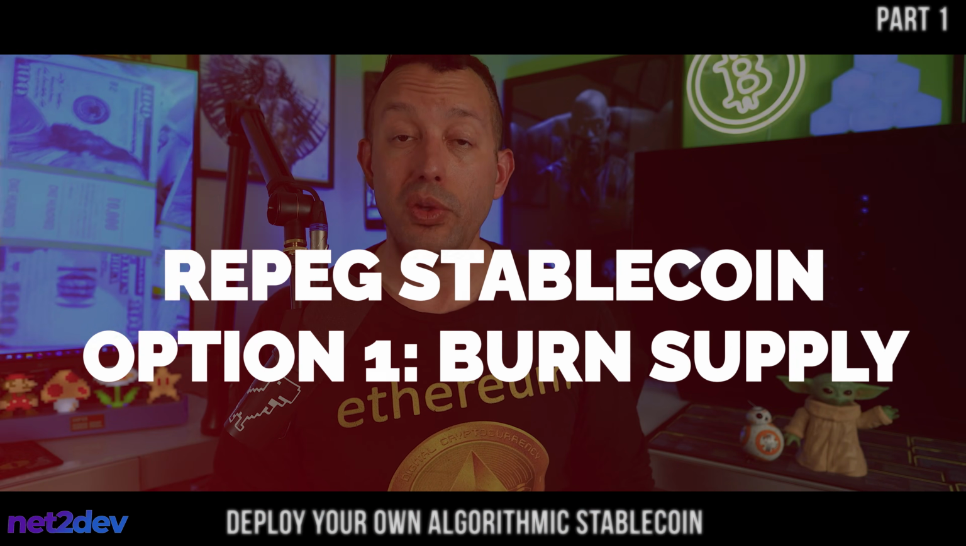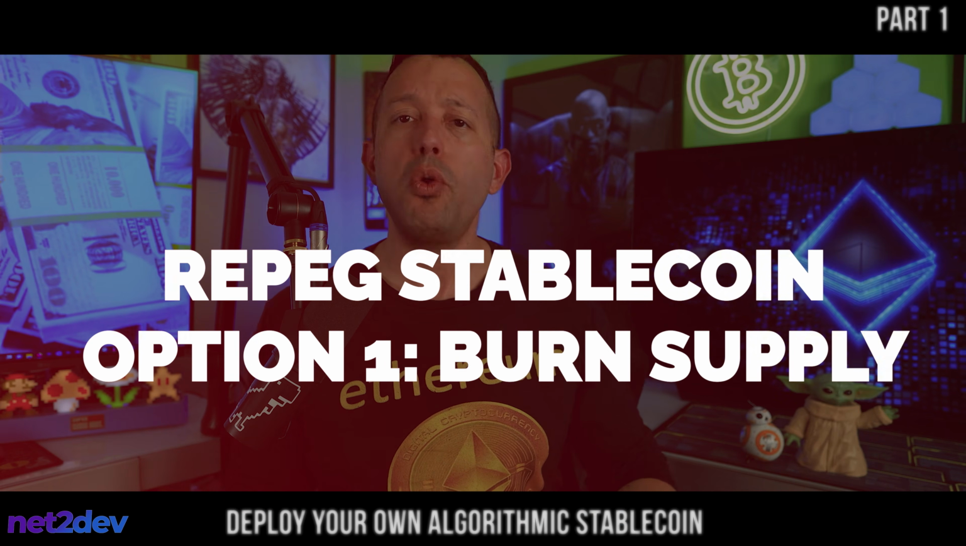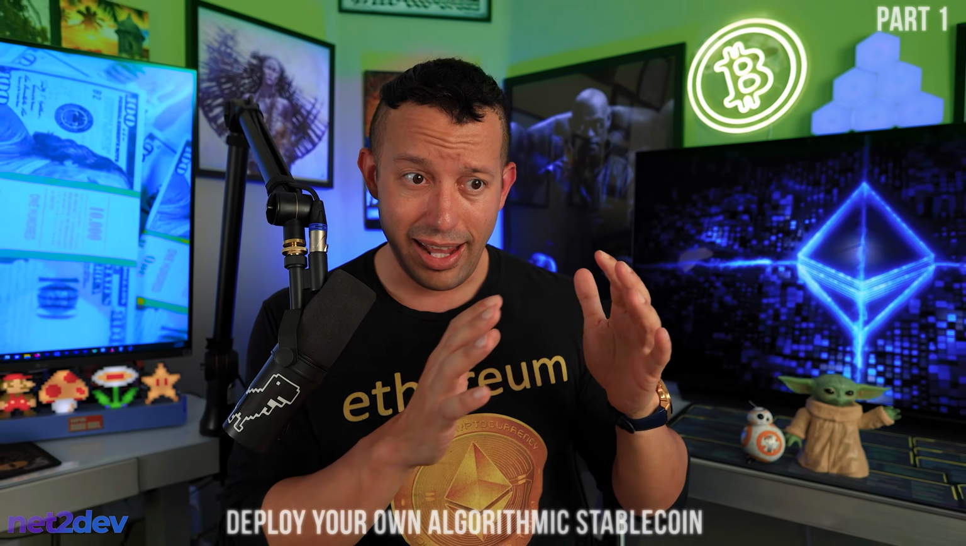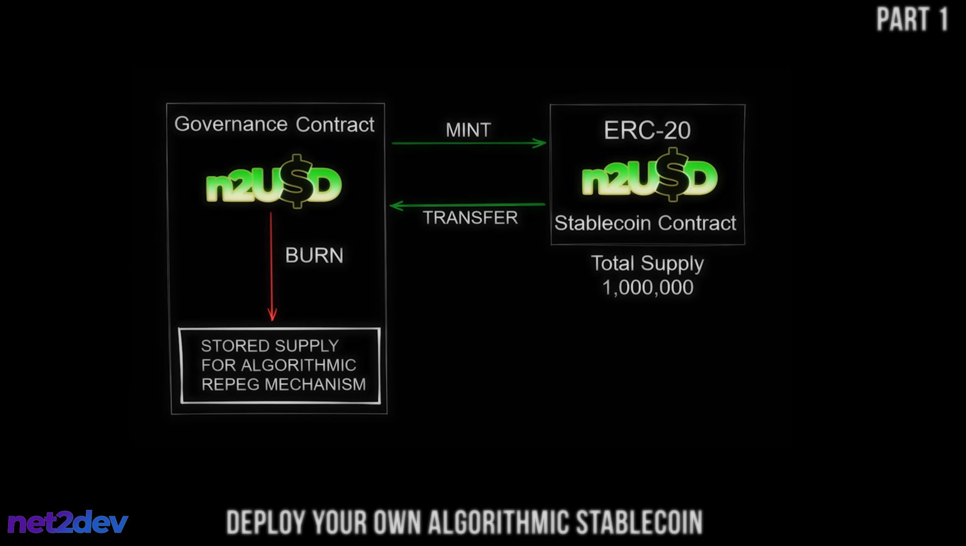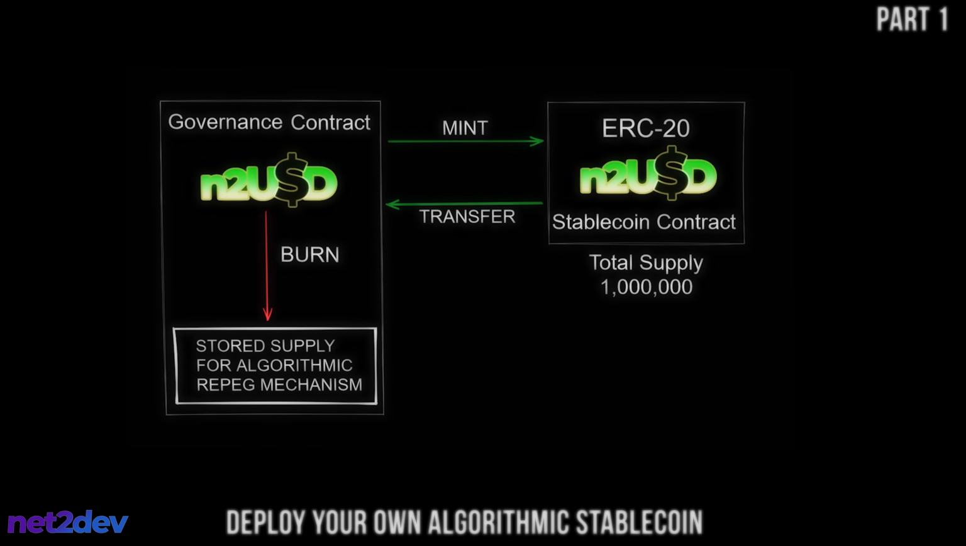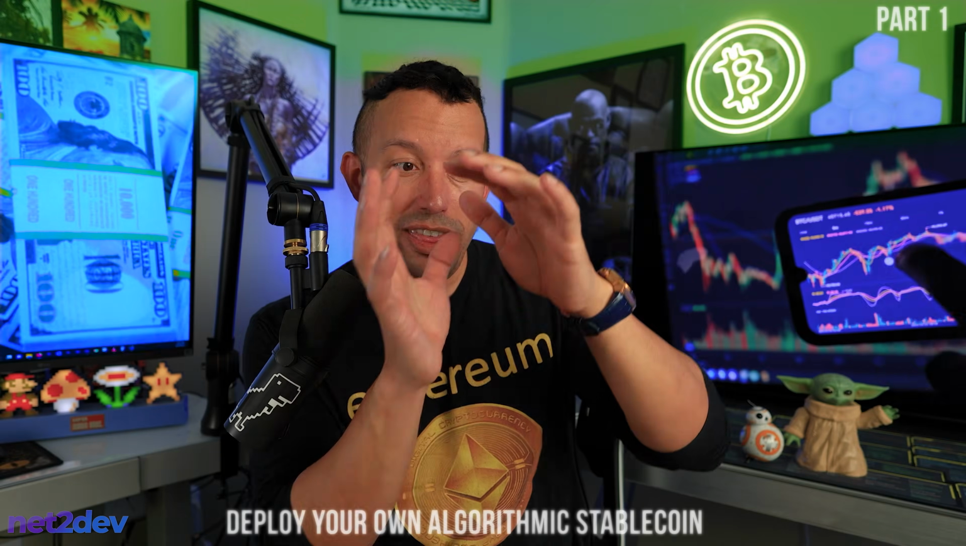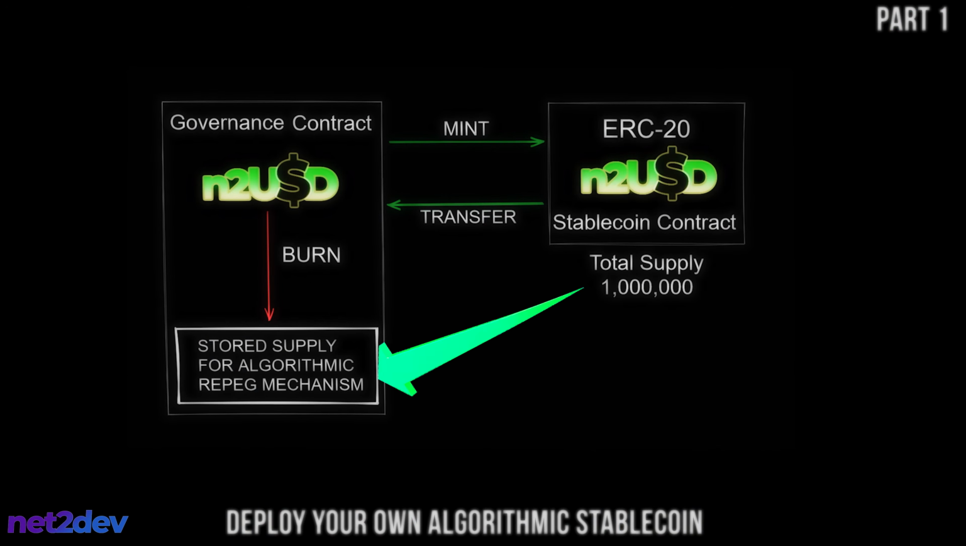How do we bring back the $1 or the 99 cent to $1 peg? The first option that we have is to burn the N2 USD supply. And when you say burn, how are we going to burn? Okay, so here's the thing. The governance smart contract is going to issue the mint action, or the execution to mint, to the N2 USD token smart contract, which means that the governance smart contract is going to control that function. When the N2 USD performs the mint, that supply gets delivered onto the governance smart contract.